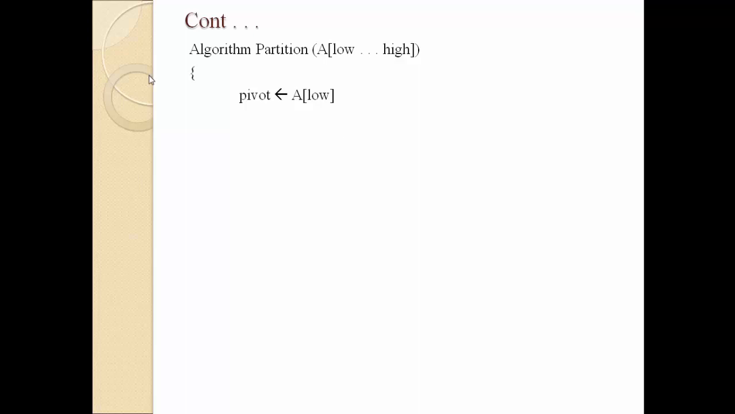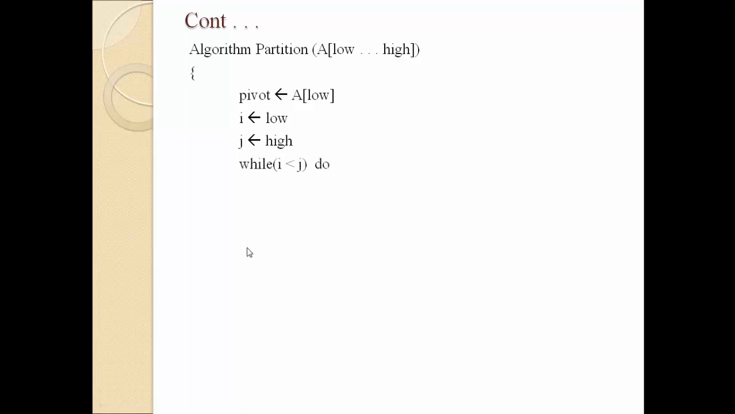So a of low, it means our first element. The first element we have to consider as the pivot element. Then we discussed that our first element must be pointed to by the variable i, and the last value by the variable j. So take another variable i, which points to our first element, that is the low index, and the last index, that is high. The last element will be pointed to by the j index. So i is the index of the first element, j is the index of the last element, and the first element we are considering as the pivot element.